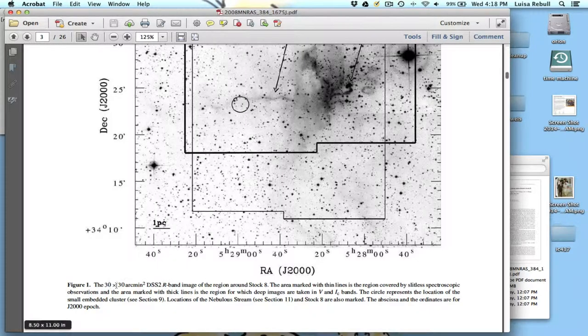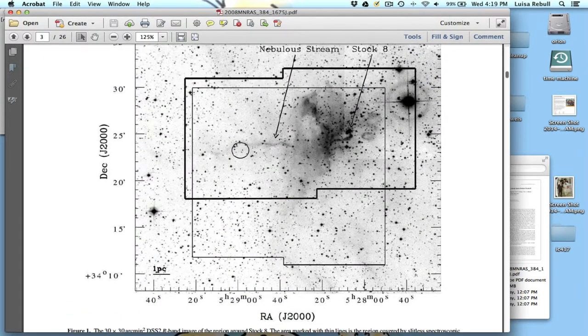So what they're saying here is that this is an R-band image in the background, so it's optical. The area marked with thin lines is where they got slitless spectroscopy. In other words, they have H-alpha information on this. H-alpha is one of those things that young stars tend to have. We will talk more about this in the weeks and months to come. But the thick lines is where they have the broadband UBVI photometry.